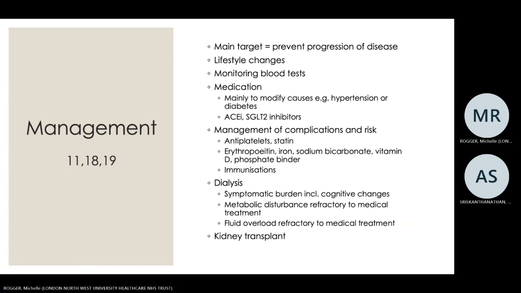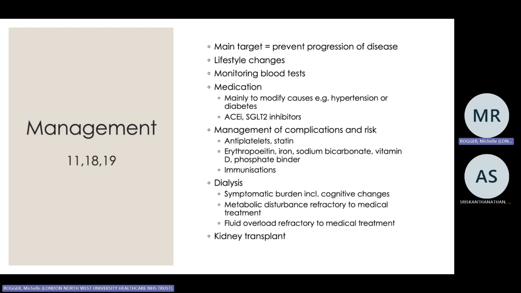So how do you manage it? The main aim or target in CKD is to prevent progression of the disease. And you'd go about doing that with lifestyle changes. So if someone's got diabetes or high blood pressure, to change the diet, to exercise, to keep that under control. You'd monitor their blood tests regularly to check for progression, make sure that the renal function is stable.